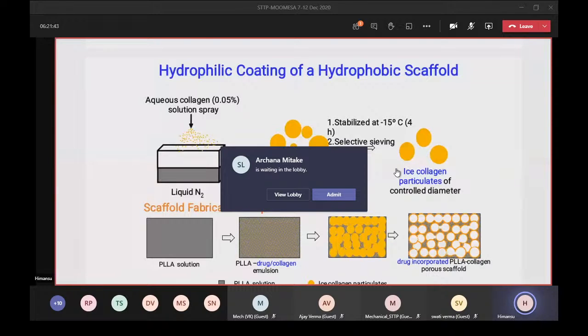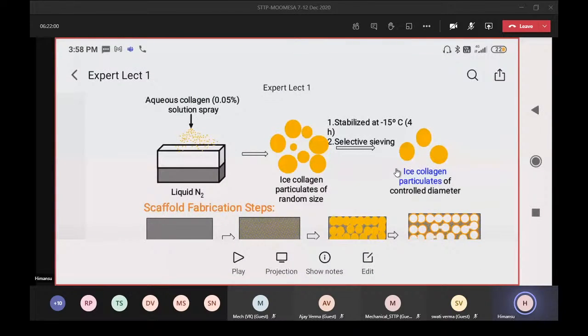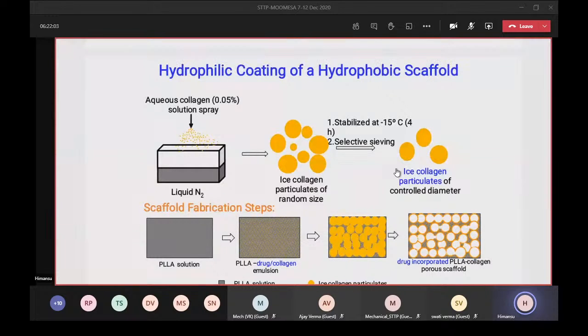What is ice collagen? Collagen is a natural polymer. Whenever ice is removed from a substrate or surface, there is nothing left. But if I have an ice collagen solution, collagen is also a polymer, so the water part will be removed and the collagen part will remain. The collagen will be a thin layer coating over the substrate. That means we are doing surface modification: a hydrophobic polymer, say PLA, covered with a thin collagen layer. Why? Because the cells can attach very well, and the water-based solution can also penetrate through. So this is very important.